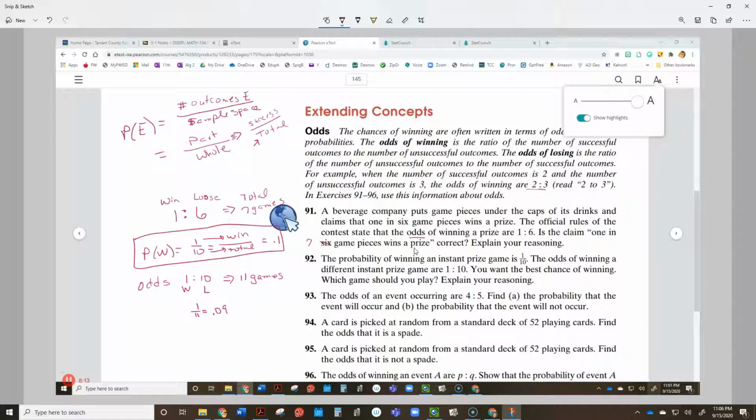Pay attention, the odds, that means it happened. You can call it win or loss, or you can say it happened, it didn't happen. These are also complements of each other, because together they make up the total. So this is event E, this is not event E. Find the probability that the event will occur. So wins is 4 out of 9. The probability that the event will not occur is losses out of 9.